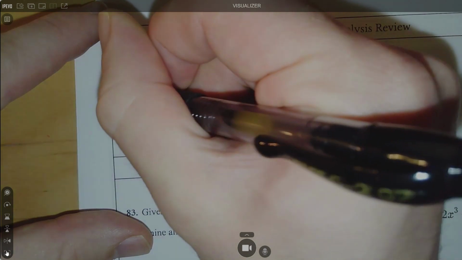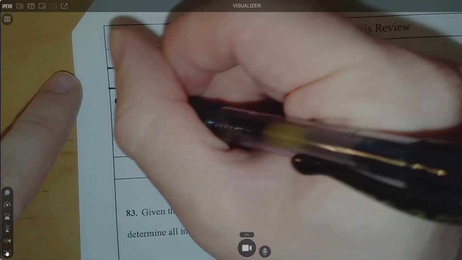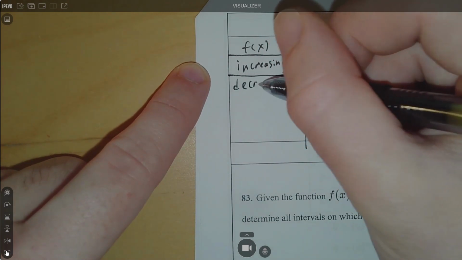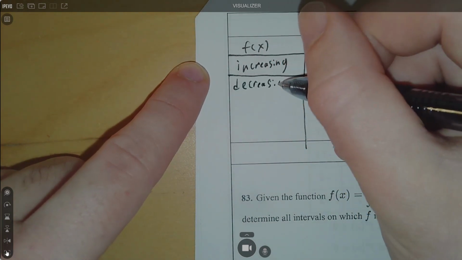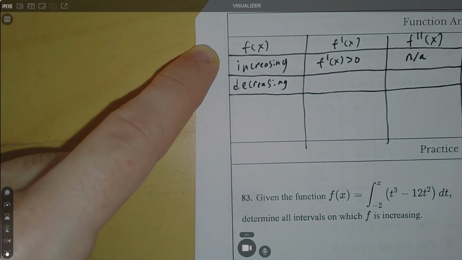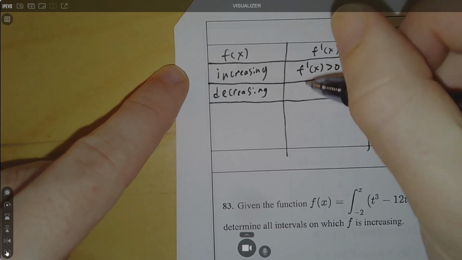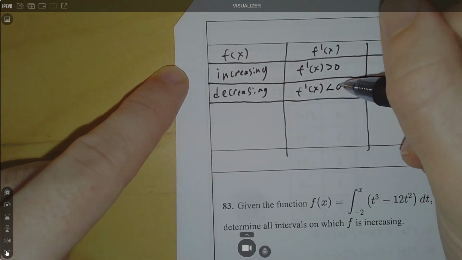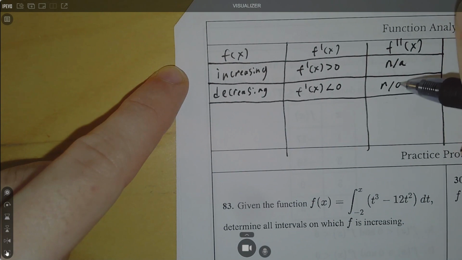Second one we've got is, what do you think is next? Decreasing. If the function is decreasing, that means that the derivative is what? That's right. Negative. And we don't care about the second derivative.